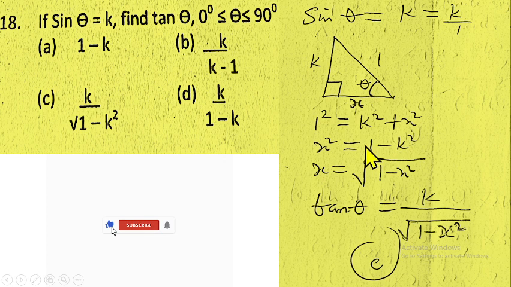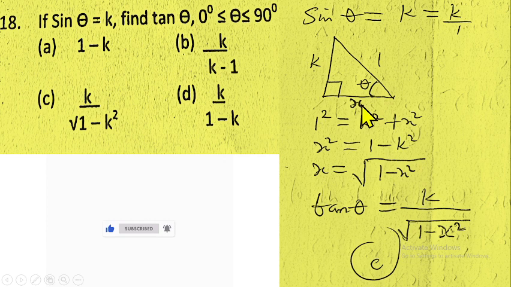So you can make this the subject of the formula. You have x squared equals 1 minus k squared. Our aim is to find x, not x squared, so you can take the square root of both sides. So x will be equal to the square root of 1 minus x squared. Pardon me, that is wrong. That x is equal to the square root of 1 minus k squared, not x squared. So that means this side is the square root of 1 minus k squared.